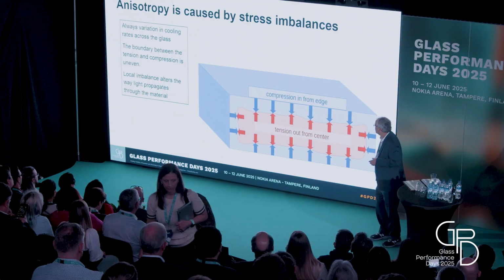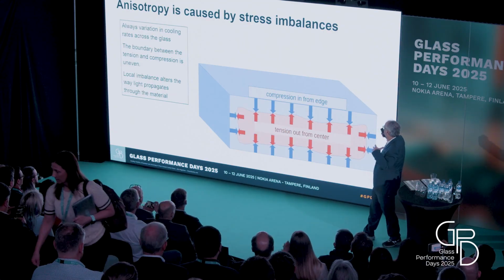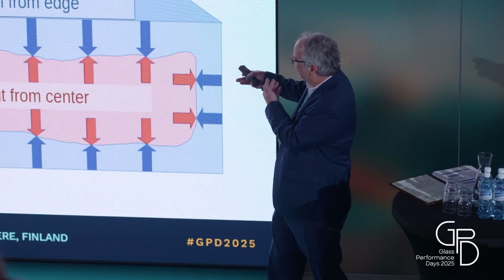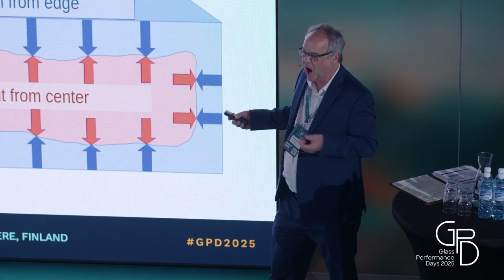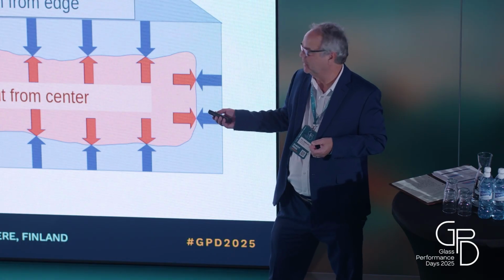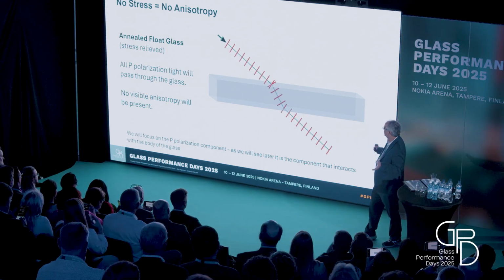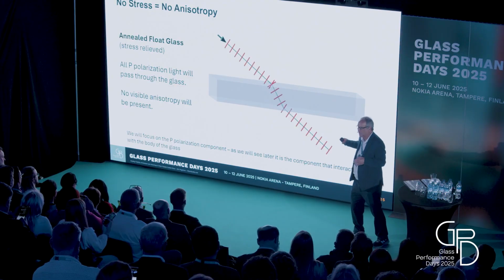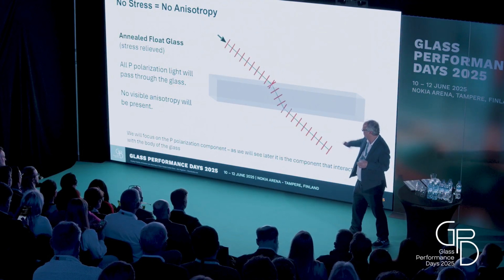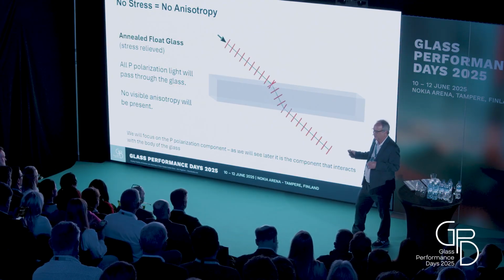And these layers of tension and compression are what cause anisotropy. If we look at glass that's just annealed, totally stress relieved, and we look at just the P polarization, because that's the part that's interesting, it'll pass right through the glass, no anisotropy present.